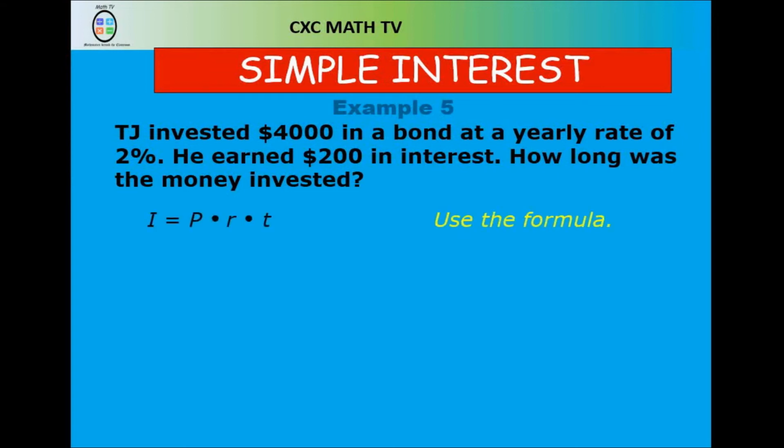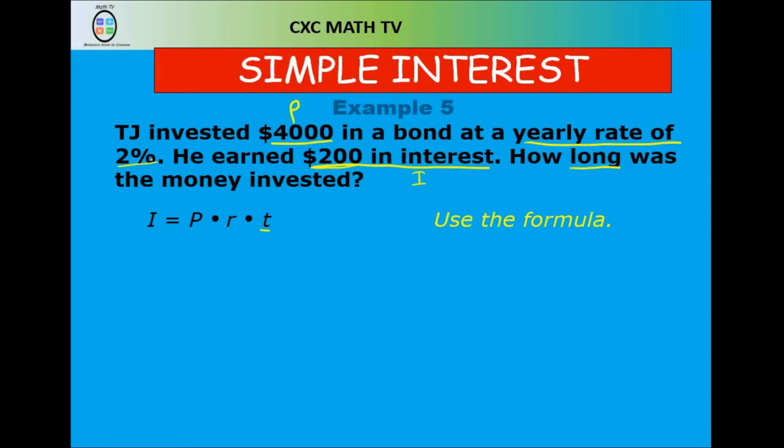So first we know we're going to use the formula. Interest is principal times rate times time. What was the principal again? 4,000. I hope you would have identified that. Principal is 4,000. What was the rate? It told us yearly rate 2% or 0.02. And then we don't know time. That's what we're trying to find. And then they told us he earned $200 in interest. So they gave us our simple interest I.